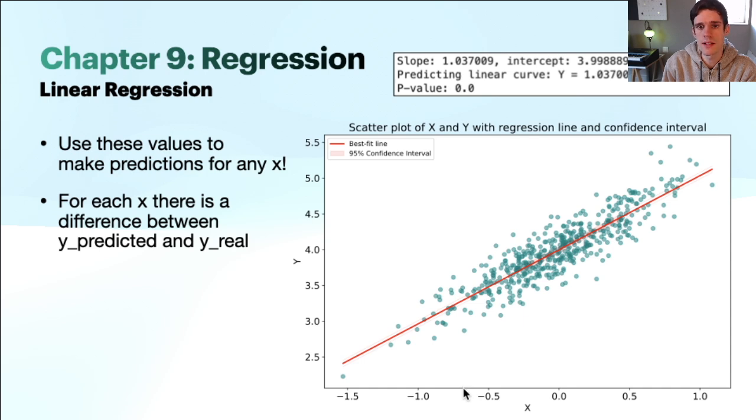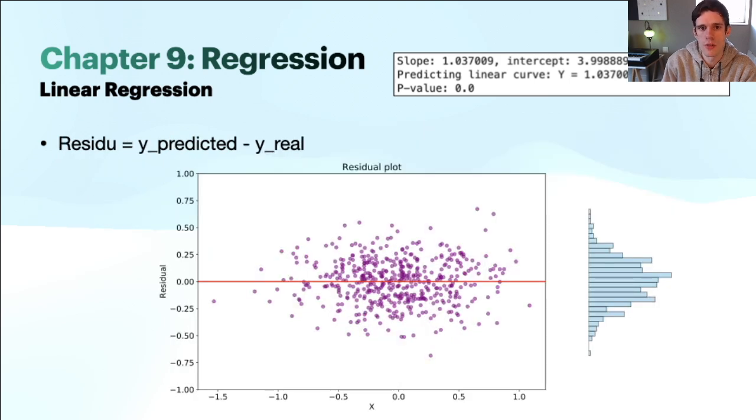We have the predicted y value, which we get by filling in this formula or tracing along this red line, and we have the real y value, which is the actual y value that we generated or that we observed in real-life scenarios. Now this allows us to define a residue, which is the difference between these two different y values. And doing this, we can actually visualize the errors of our prediction in the following way.